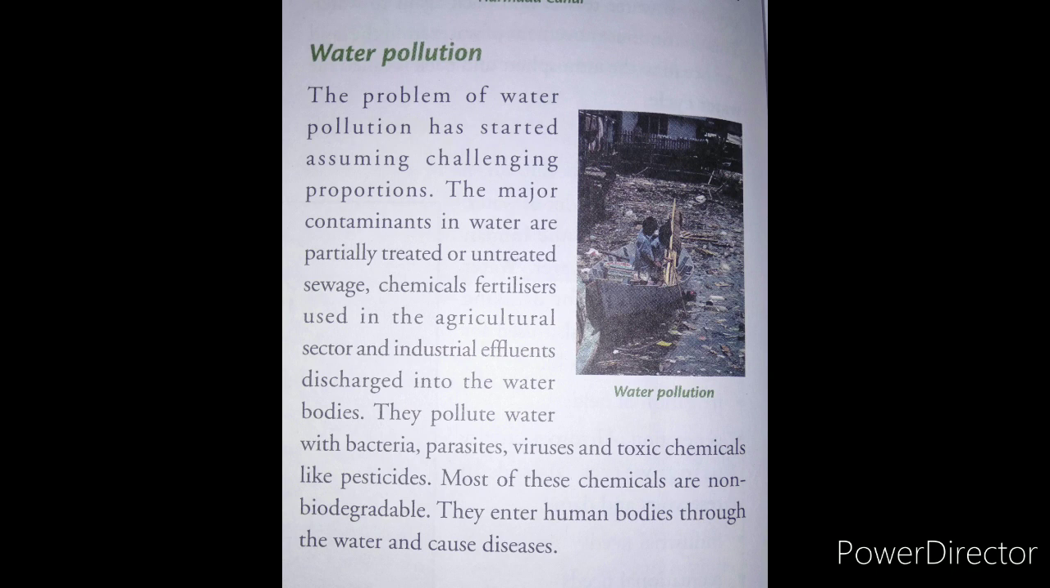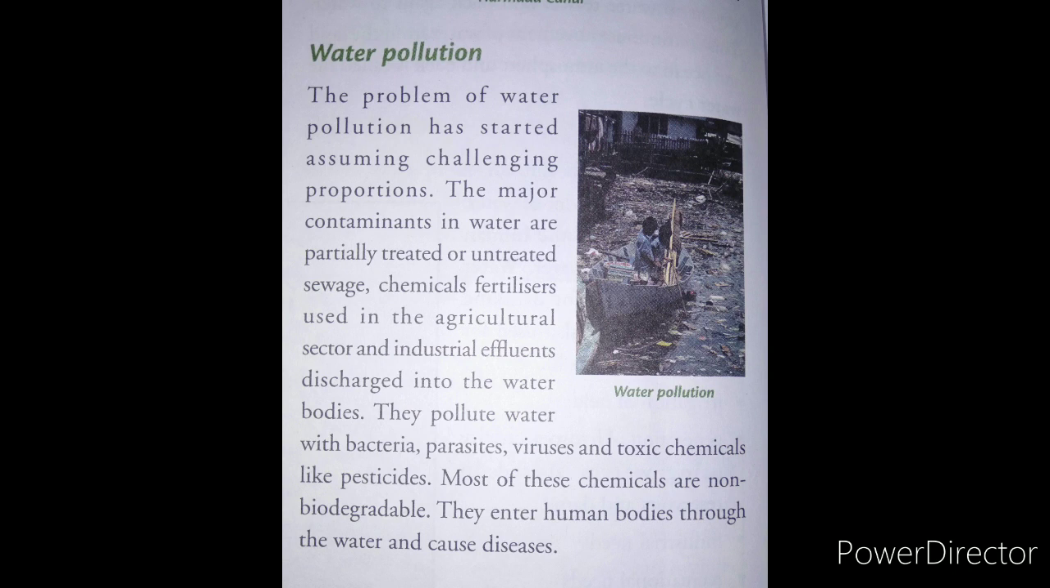As we all know, waste materials are thrown in the rivers, in the ponds, in the oceans. Because of that only, the water is getting polluted. They pollute water with bacteria, parasites, viruses and toxic chemicals like pesticides. So different types of diseases are formed when the water gets polluted or contaminated. They enter human bodies through the water and cause disease.